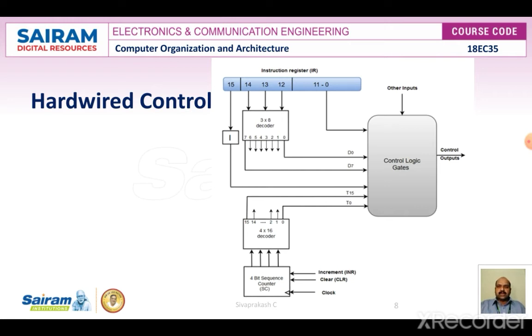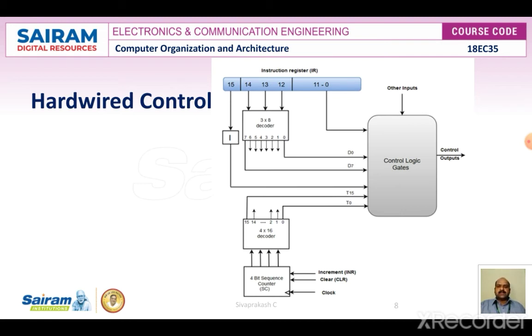In hardware control, the control signals are generated as an output of a set of basic logic gates, the input of which derives from the binary bits in the instruction register. Whereas in micro-programmed control, the control signals are generated by a micro program that is stored in the control read-only memory. So the hardwired or micro-programmed control unit generates the control signals to fetch and execute the instruction.